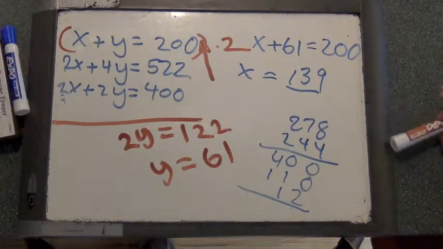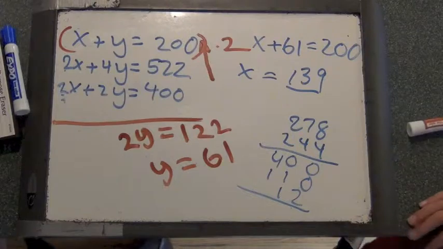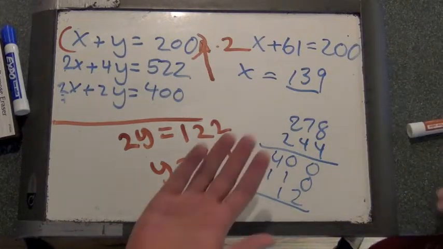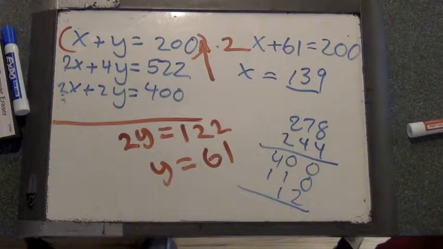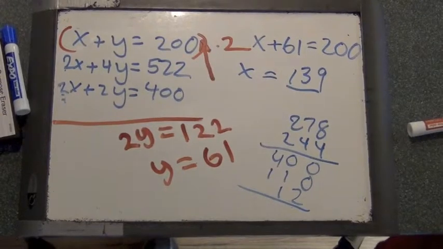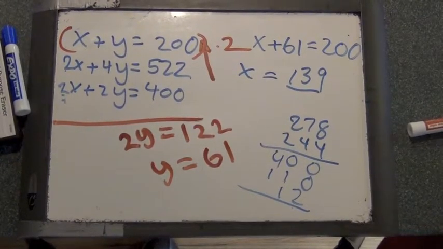Great. So the number of birds is? The number of birds is 139. High five. Good job, sweetie. We haven't done a problem like that in a long time, so that's good working through that.